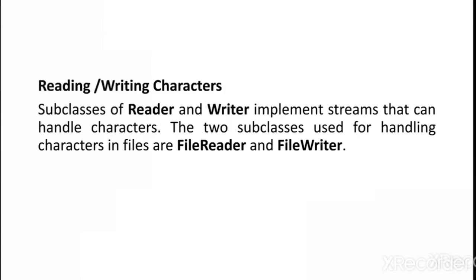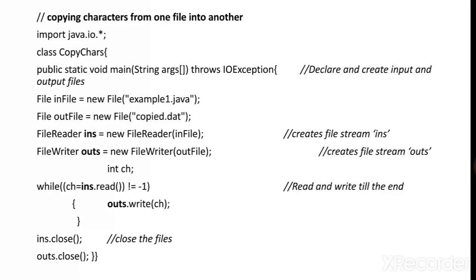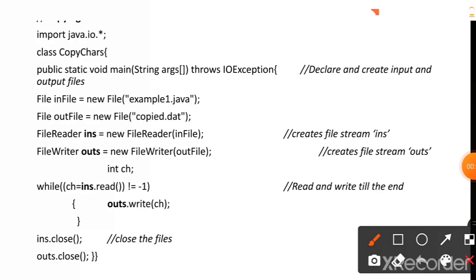Okay, next, reading and writing characters. Subclasses of Reader and Writer implement streams that can handle characters. The two subclasses used for handling characters in files are FileReader and FileWriter. So here is a program that illustrates how to perform read and write operations using FileReader and FileWriter. Okay, class, this is a very simple program where I'm copying the characters from one file to the other file.